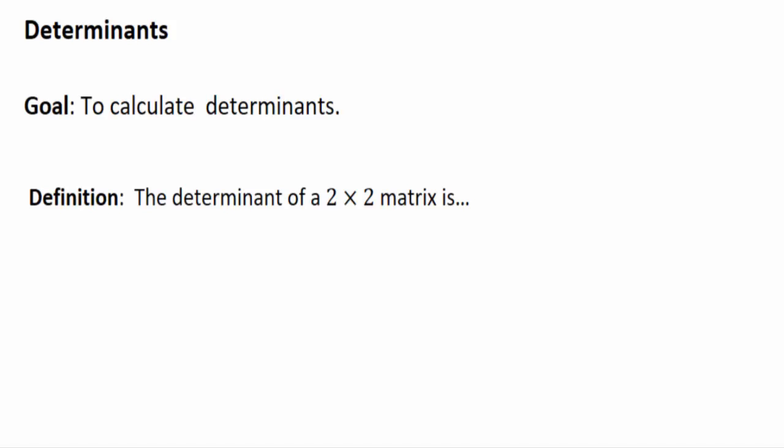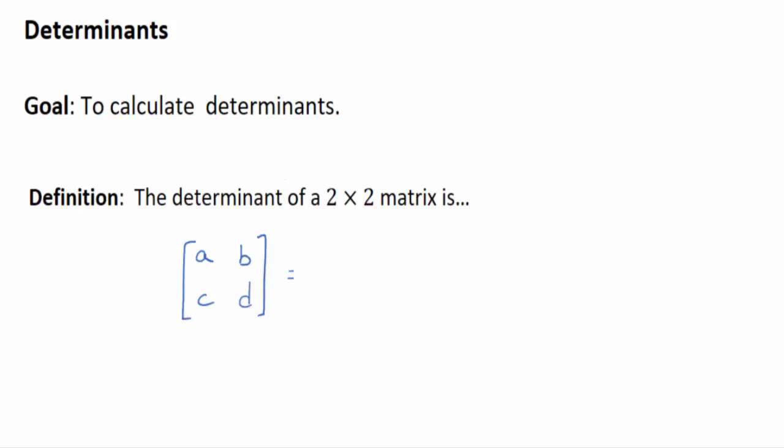So today we're talking determinants, you guys. The goal is to calculate determinants. What's the definition of the determinant of a 2x2 matrix? 2 rows, 2 columns. So here's the definition. It's really straightforward. You have a matrix with entries, say, A, B, C, and D.